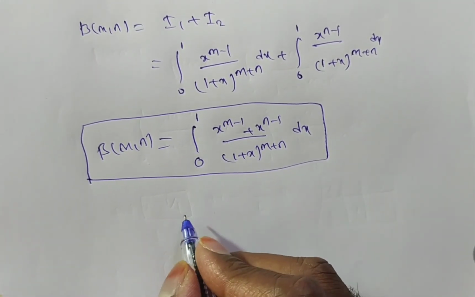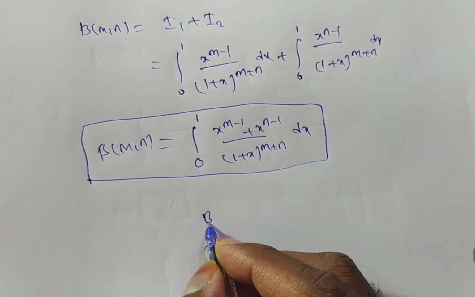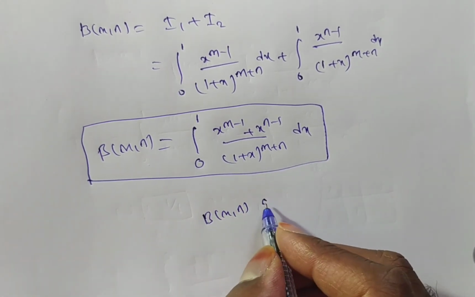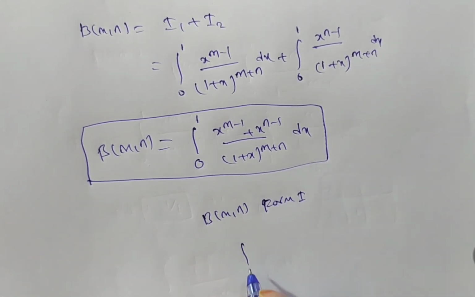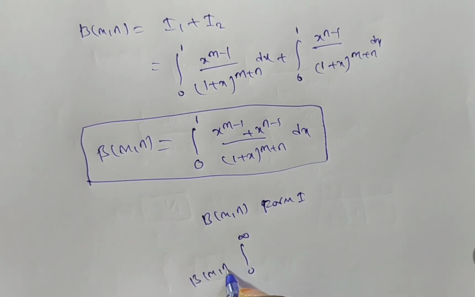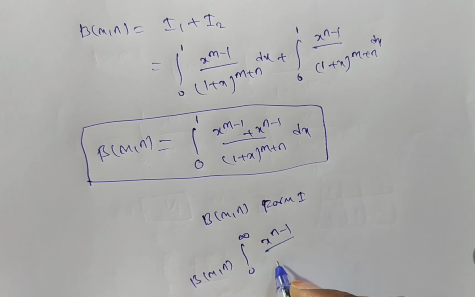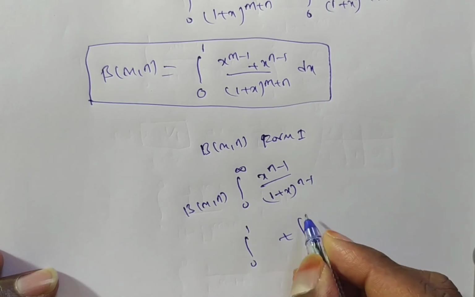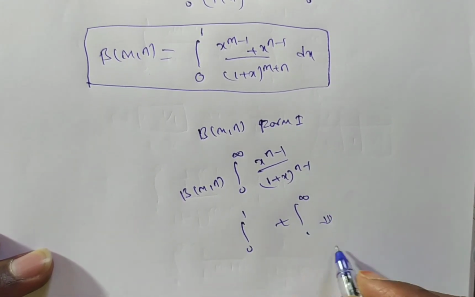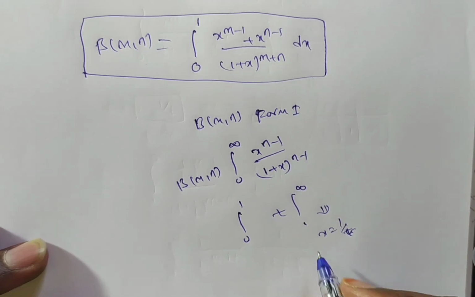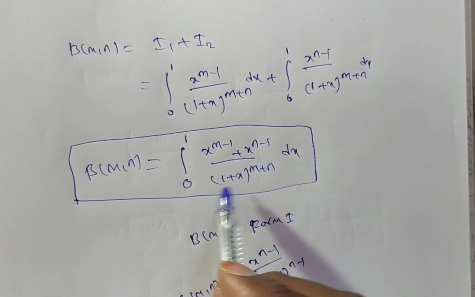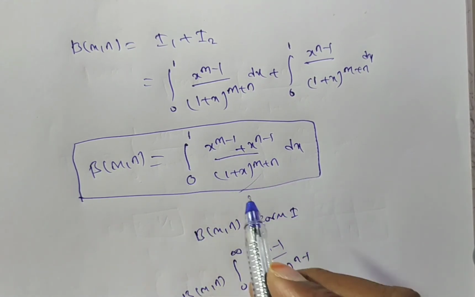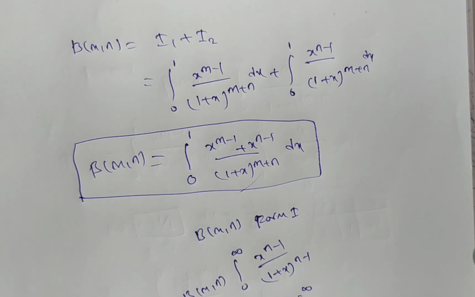So friends, you remember how to get this one. I will recall once. You see, beta of m comma n formula, if you want to prove this one, first consider the standard form 1. Form 1 we have beta of m comma n is equal to integral 0 to infinity x to the power of m minus 1 by (1 plus x) to the power of m plus n. Now you split this one as integral 0 to 1 plus integral 1 to infinity. In the second integral, you have to replace x is equal to 1 by t. Then you will get the solution directly. Now add these two integrals, then form 2, that one you will have. Okay? Next video we will discuss form 3.